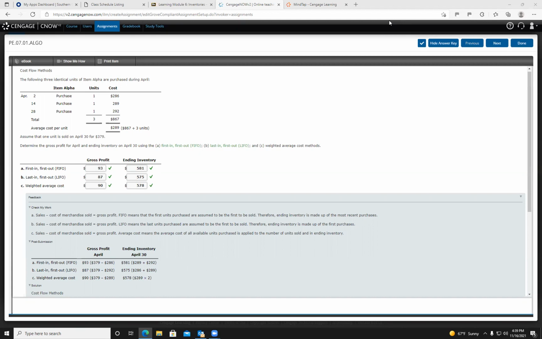Now, the biggest part of Chapter 7 is talking about the different cost flow methods for keeping track of inventory. So we have FIFO, LIFO, and the weighted average. This first problem is asking us to provide the gross profit for each of the three methods, as well as the ending inventory. So quickly, gross profit, again, is your total sales minus your cost of merchandise sold.